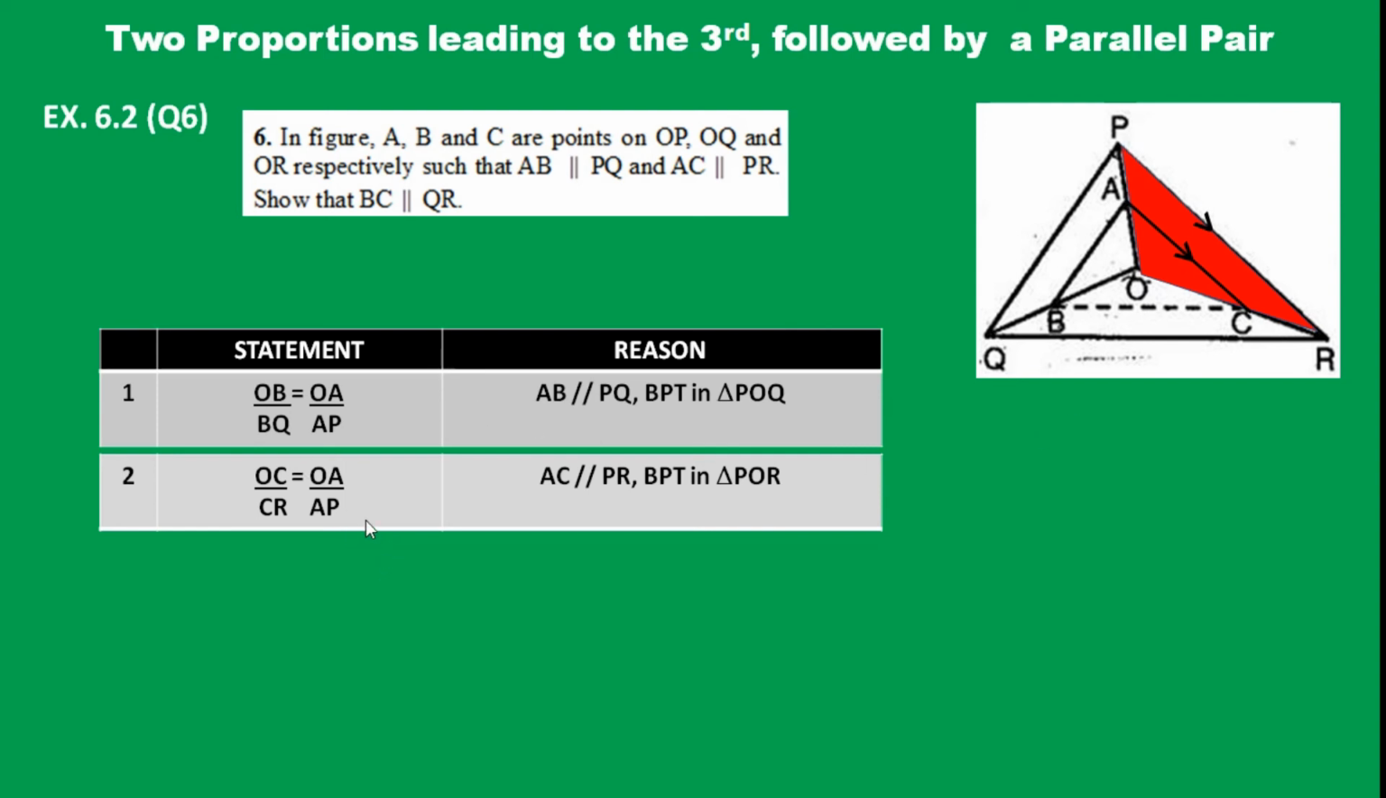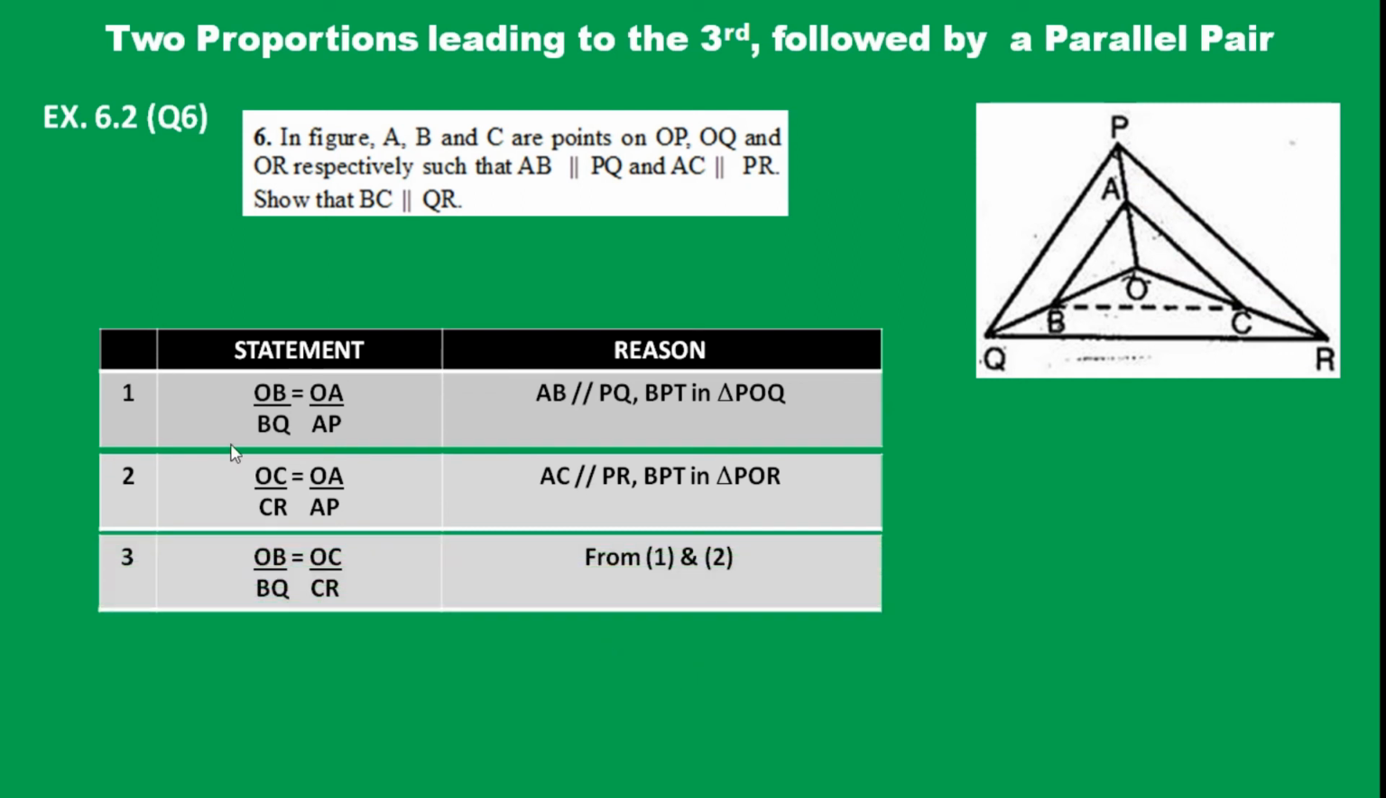Just as in the previous questions, in statement 1 and statement 2, the right hand sides are equal, therefore the left hand sides become equal to one another. So we have OB upon BQ is equal to OC upon CR. But our problem does not finish here because we have to prove this parallel line. Please remember, whenever we have to prove a pair of parallel lines, we will always use the converse of BPT. So now we take this yellow triangle and we observe that OB, BQ are the parts over here, OC, CR are the parts over here which have been divided by the line BC.